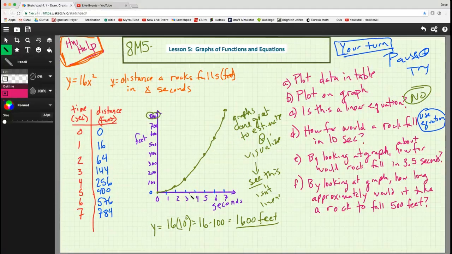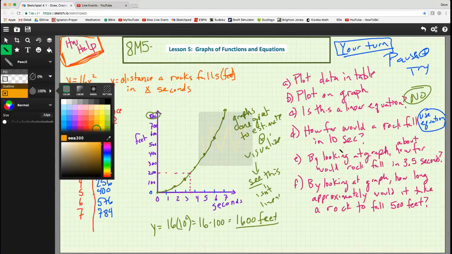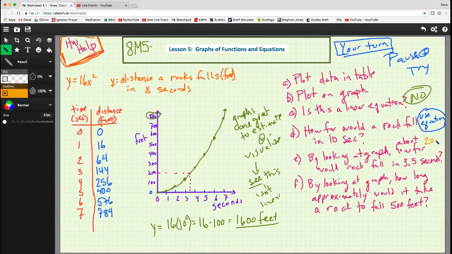Now, by looking at the graph, let's see, how far would a rock fall in 3.5 seconds? So in 3.5 seconds, let's make an estimate. It looks like maybe about 200 feet, huh? So let's just put down that guess here, and let's see what happens. Let's guess 200 feet. And so I'm going to plug that into my calculator and see how close it is to the actual answer. 16 times 3.5 squared. Oh, look, the actual answer is 196.